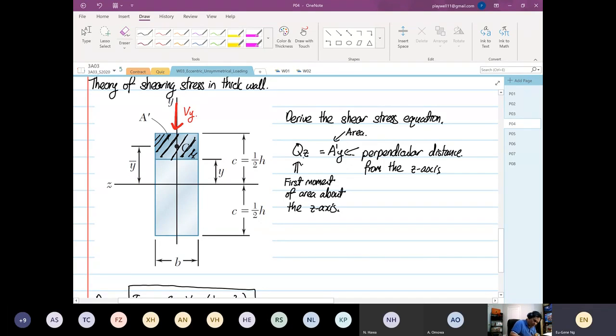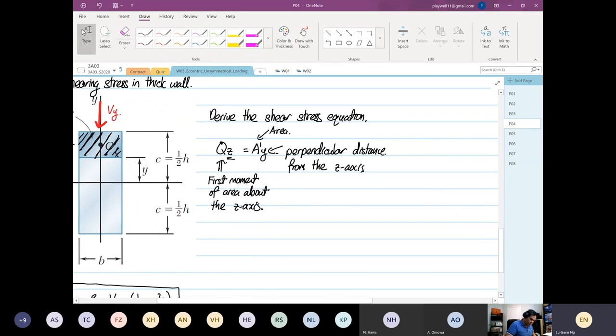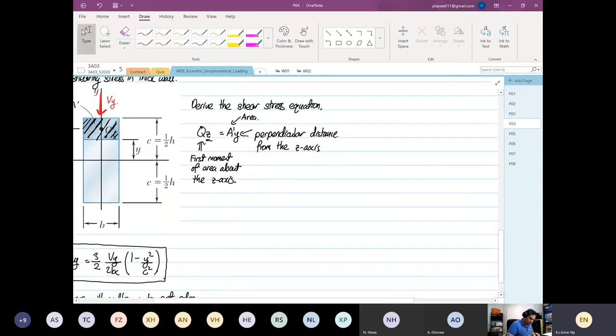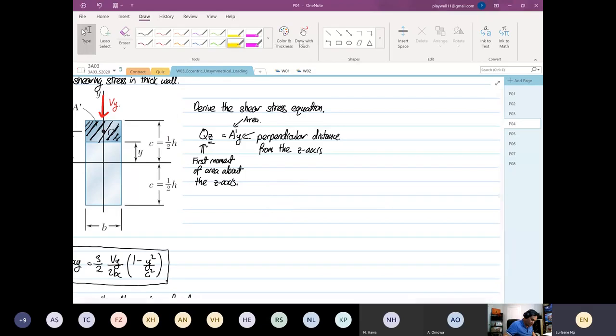Okay, so that is why we call it Qz, right? Then, if the shear force is applied in a different direction, what will happen? Now I'm going to draw the same thing.